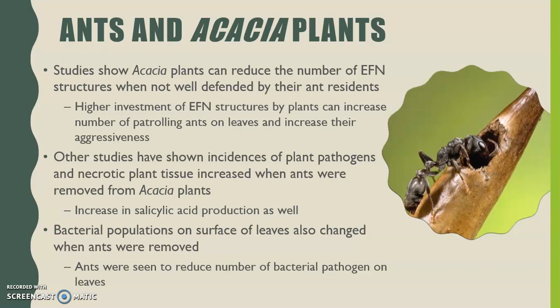Bacterial populations on the surface of leaves changed as well when ants were removed, and the ants were seen to reduce the number of bacterial pathogens on the leaves. They think this is done because the bacteria from the legs of ants inhibited the growth of pathogenic bacteria on the plant leaves.